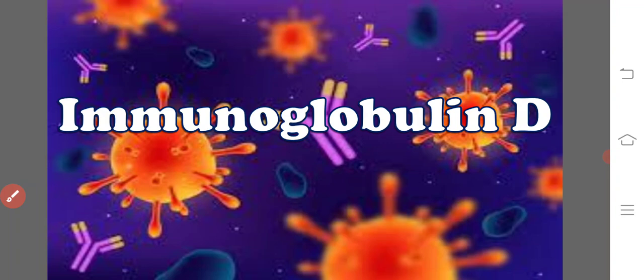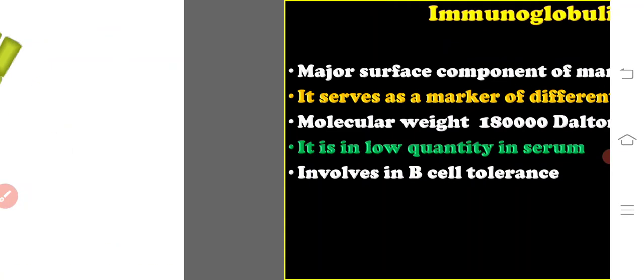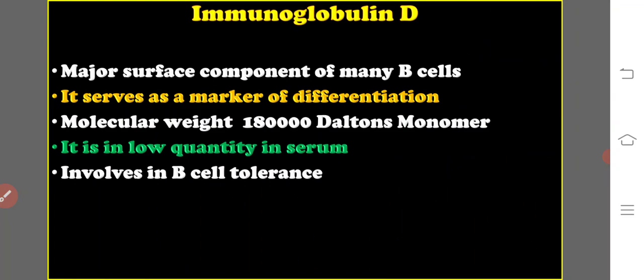And coming to the fourth kind of antibody, that is immunoglobulin D. Immunoglobulin D is found to be a major surface component of many B lymphocytes. Immunoglobulin D in serum is very low in quantity. On B cells, it serves as a marker of the differentiation of the B cells to a more mature form, but its exact function as a receptor for triggering or differentiation is still not completely clear. And moreover, it is a monomer.